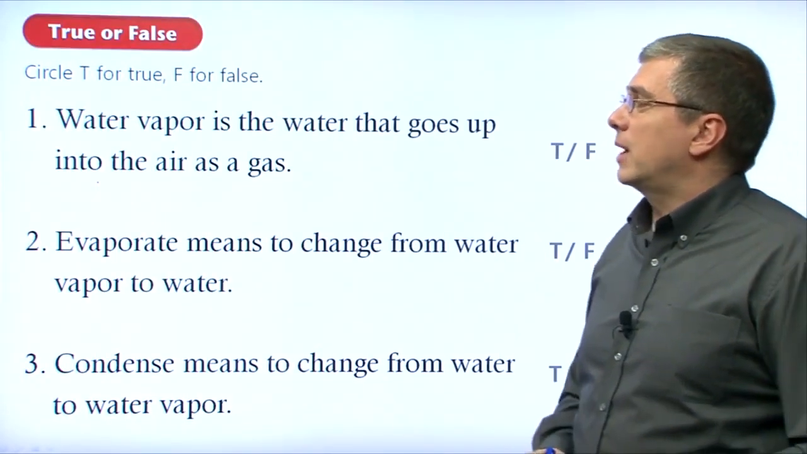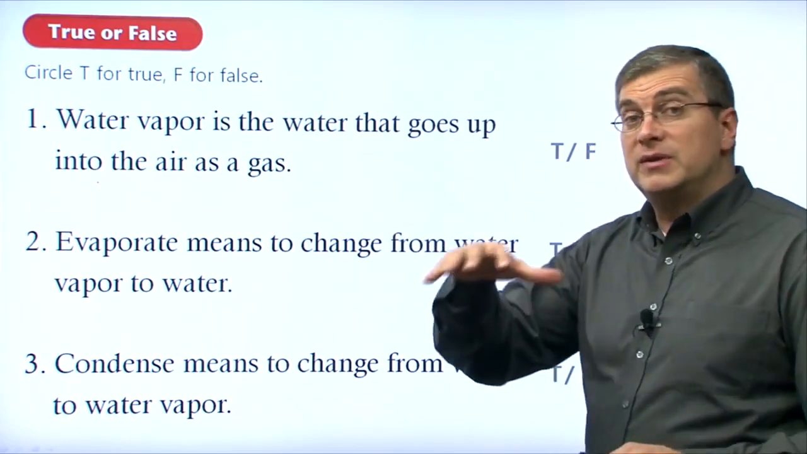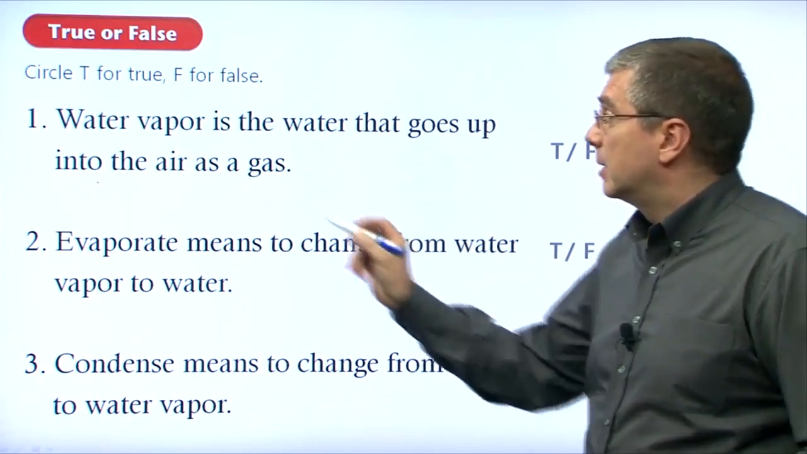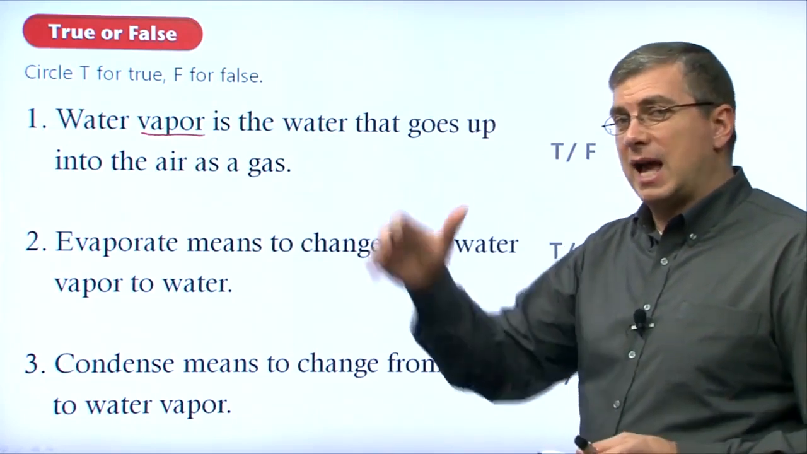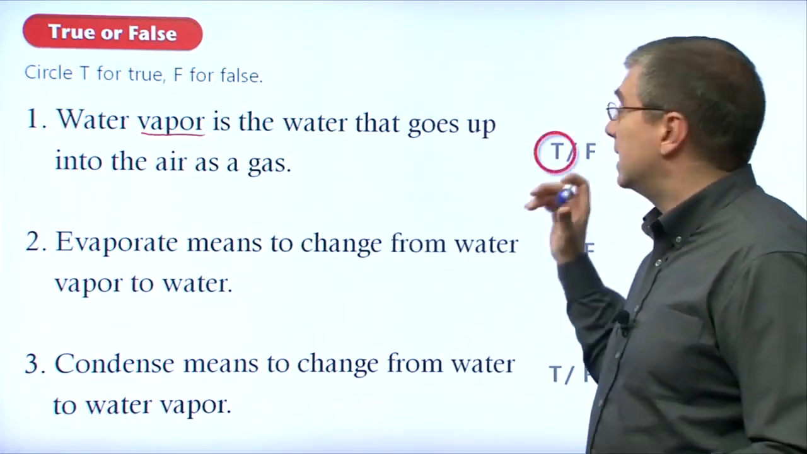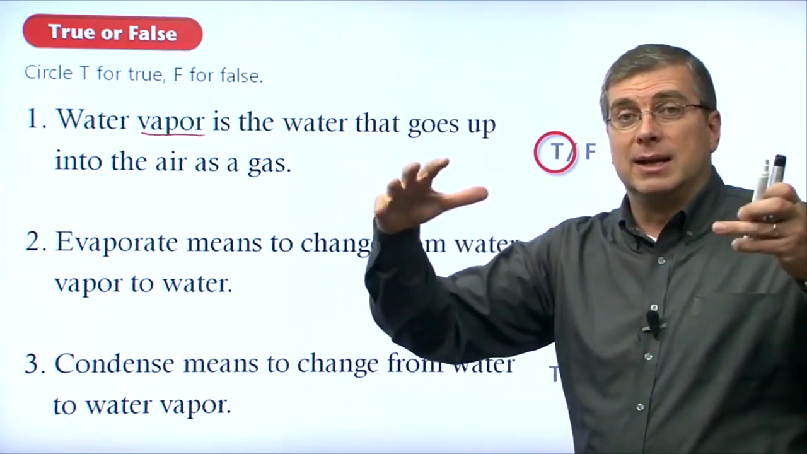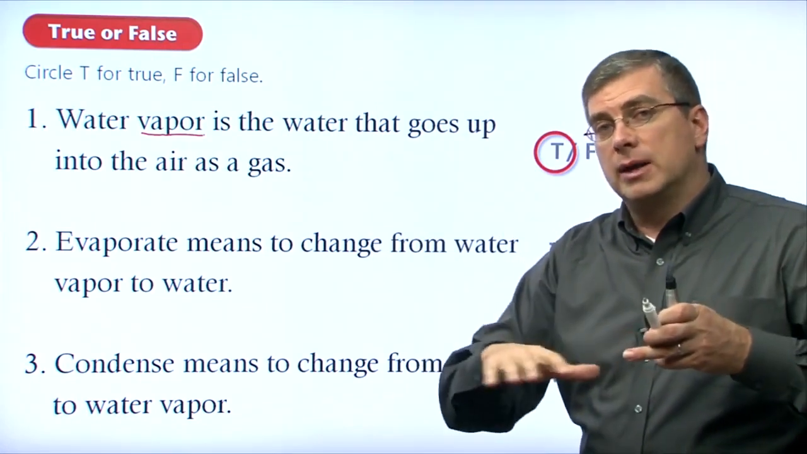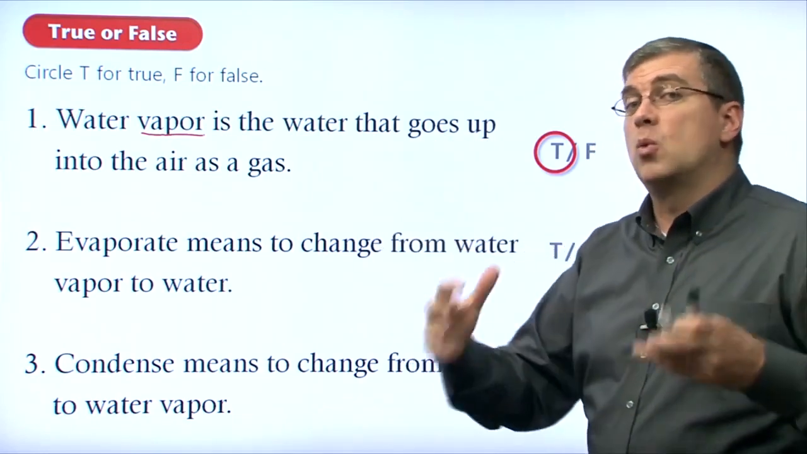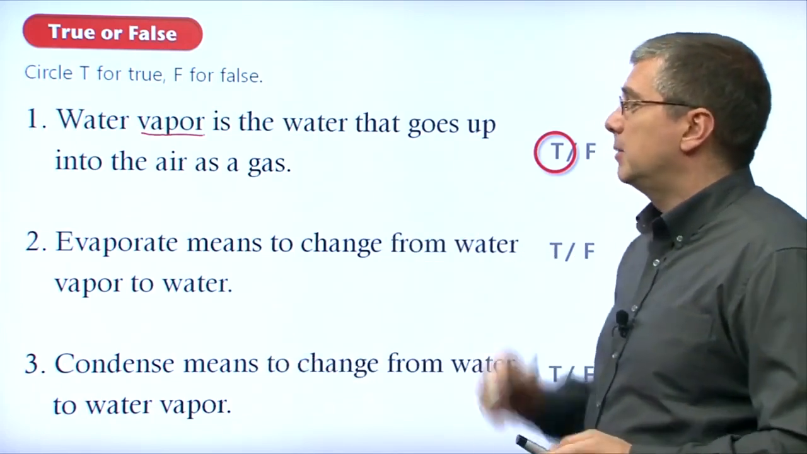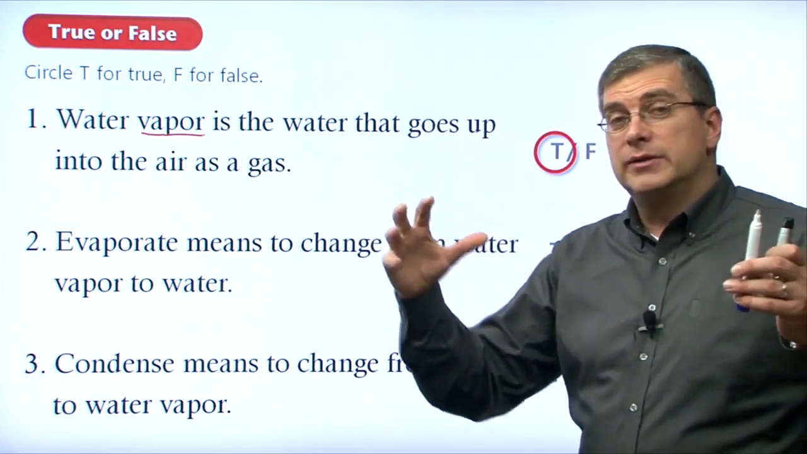We have our true-false questions. Number one, water vapor is the water that goes up into the air as a gas. It's a vapor, water vapor. It's changing from liquid to gas. Is that true? Yes, that is true. That's exactly what water vapor is. It is evaporating, and it is turning from liquid water to gaseous water, to water that is a gas. That's water vapor.